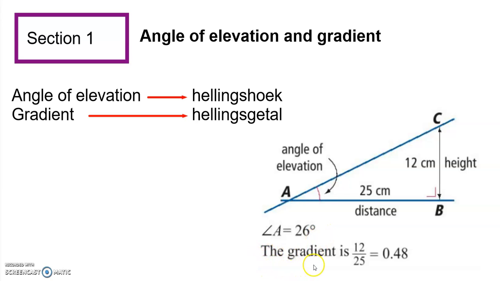You can also calculate the gradient, and that is 12 divided by 25, and the gradient is equal to 0.48. How to calculate the gradient, I will tell you in a few minutes. Because first we're going to take a look at angle of elevation, the hellingshoek.